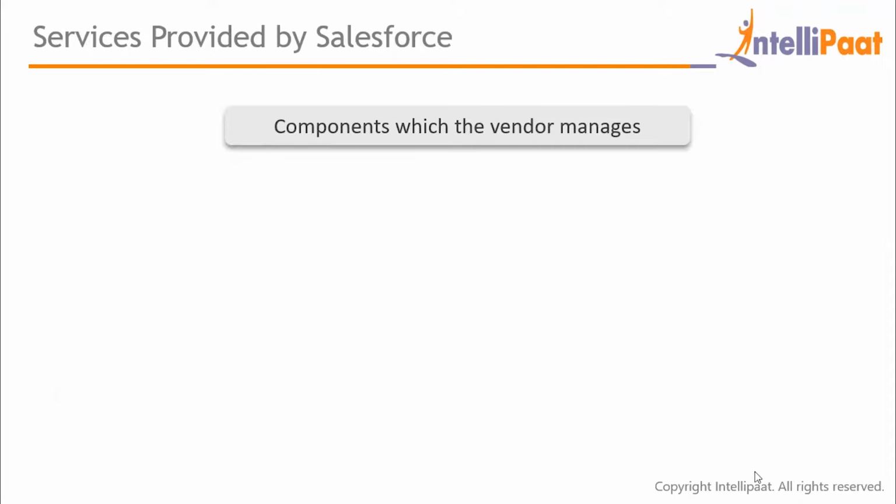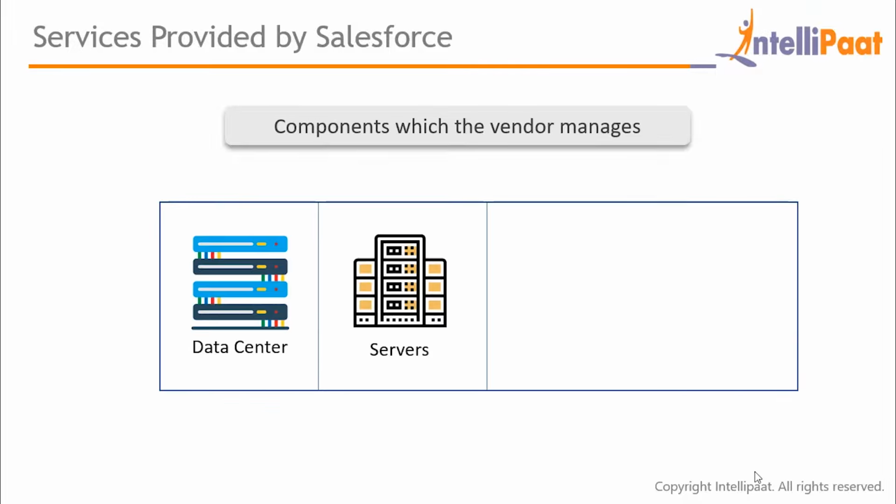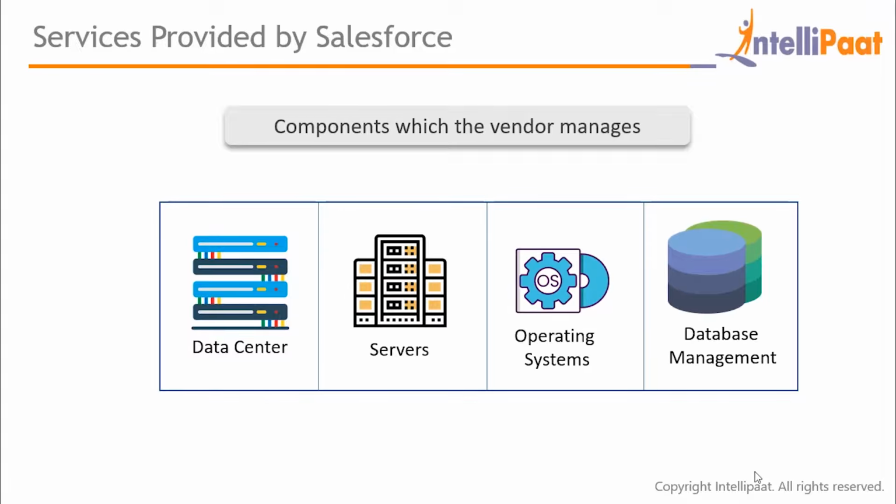Now we'll talk about the components that the vendor manages and the components that you manage when you have PaaS, or Platform as a Service. So when you have PaaS, data center, server, operating system, database management, all of these are managed by a vendor. But the cloud-hosted applications which were managed by the vendor in SaaS are not managed by the vendor in PaaS, since all these cloud-hosted applications are to be managed by you.